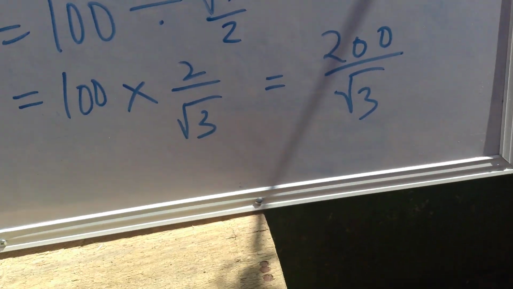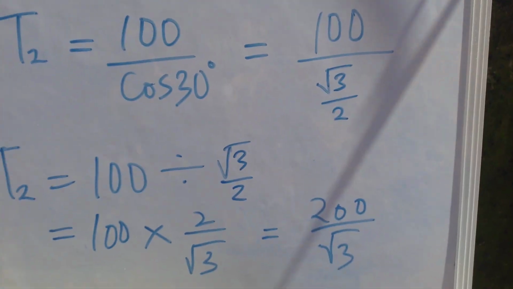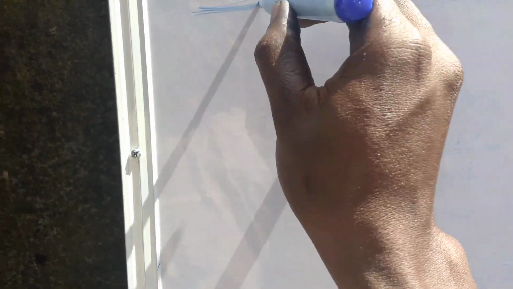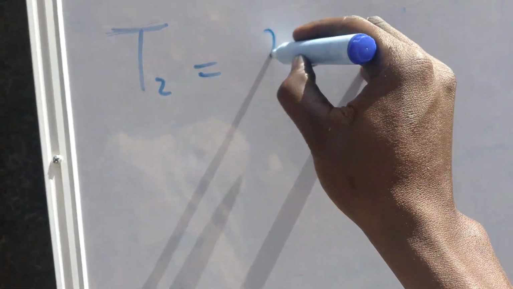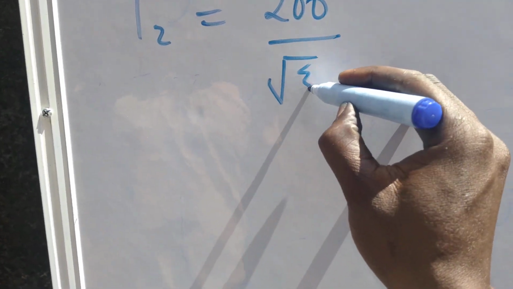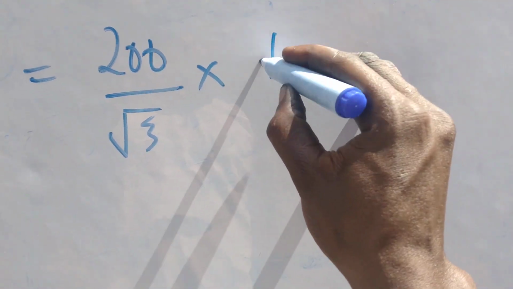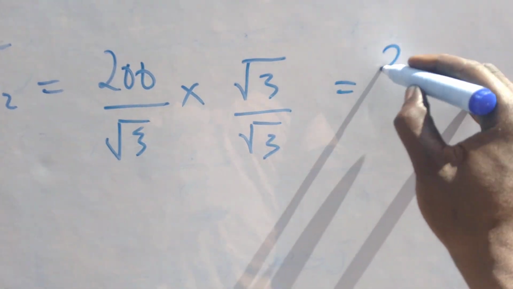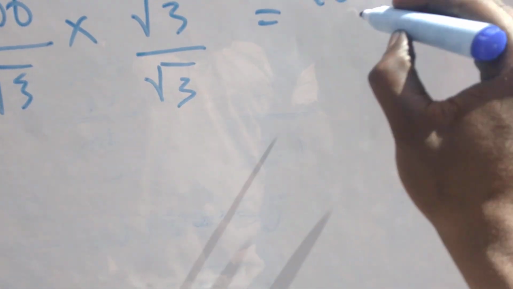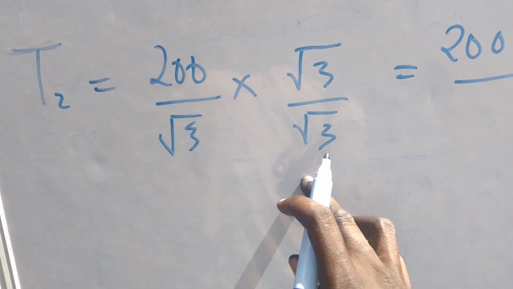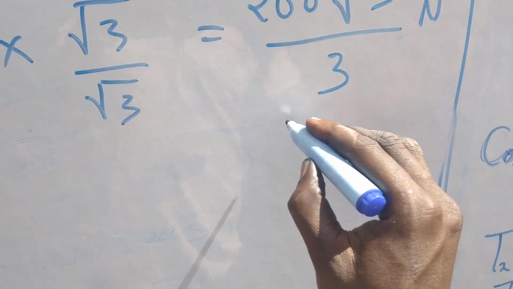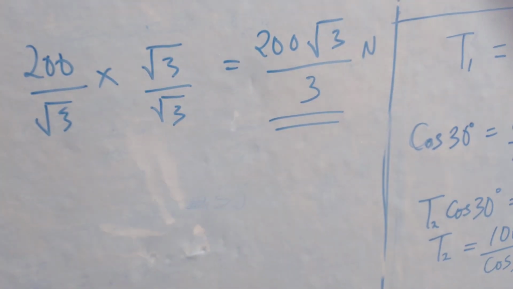Okay, so I will then rationalize it. T2 is 200 over root 3 times root 3 over root 3. This will be 200 root 3 over, root 3 times root 3 is root 9, and square root of 9 is 3. Newton. This is tension T2.